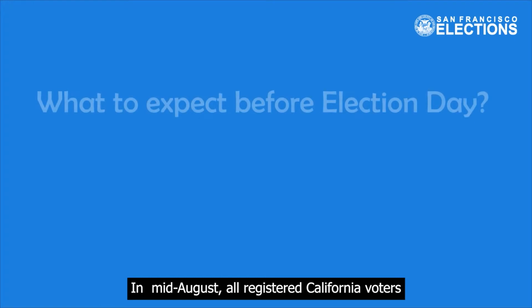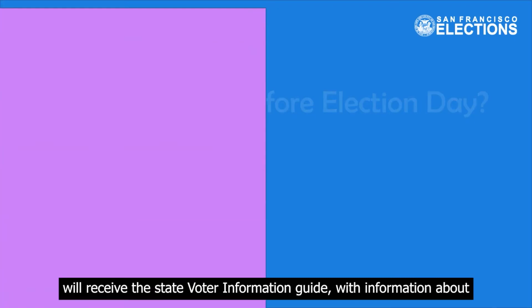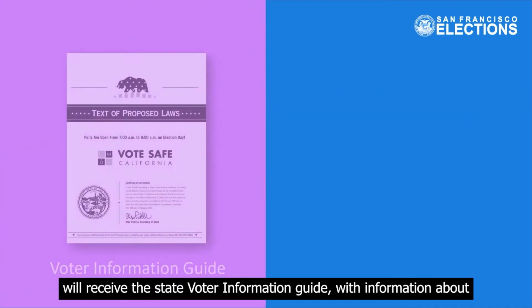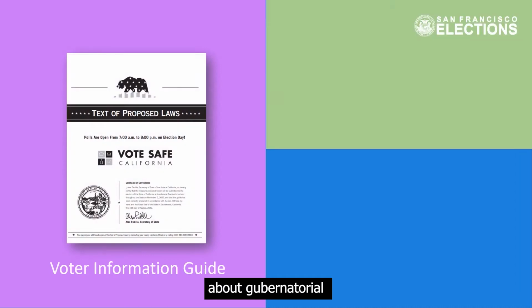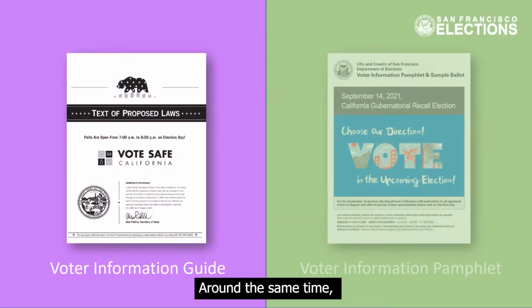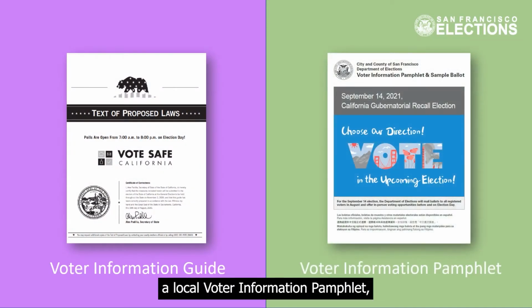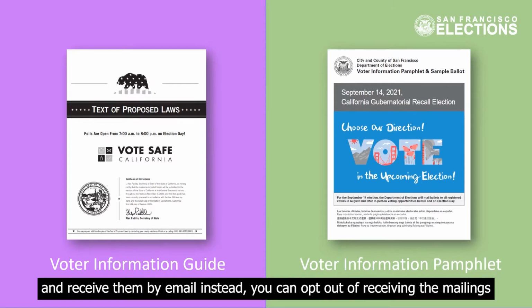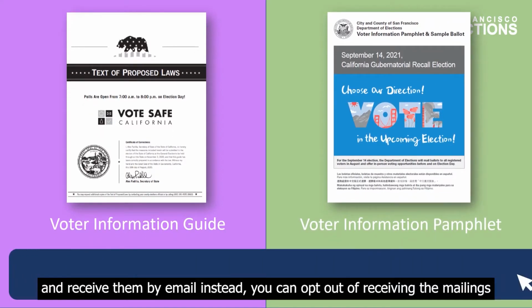In mid-August, all registered California voters will receive the State Voter Information Guide with information about gubernatorial replacement candidates. Around the same time, San Francisco voters will also receive the local voter information pamphlet with a sample ballot and information about voting in the upcoming election. If you'd like to stop receiving paper versions of these guides and receive them by email instead, you can opt out of receiving the mailings.